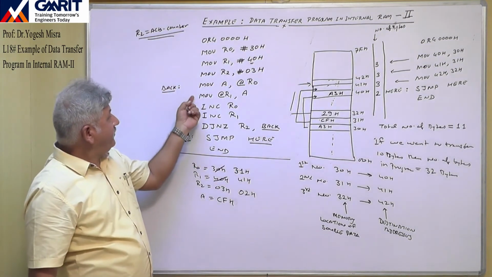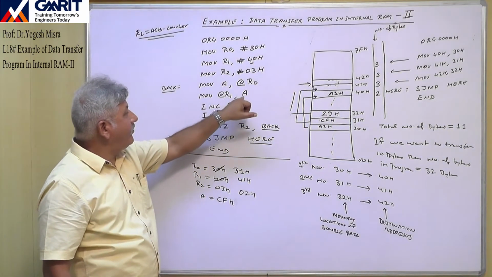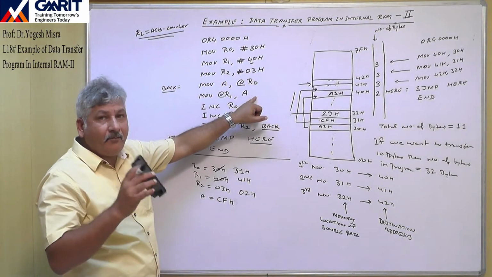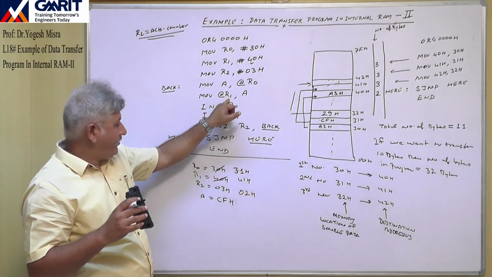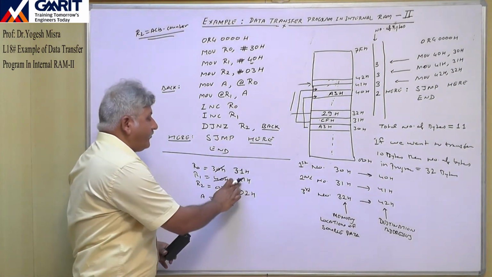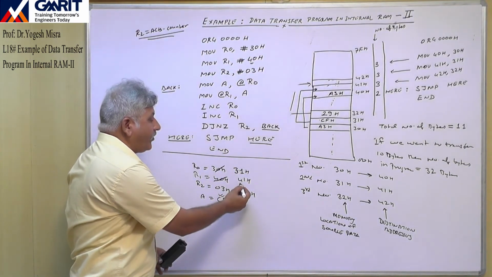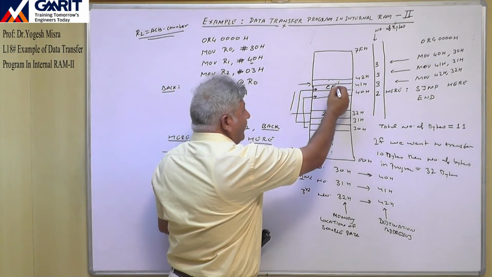Then next instruction, MOV @R1, A. So now the content of A will be transferred to the memory whose address is defined by R1. And in R1 we have 41. So the content of A, which is CF, will be moved to address 41. And address 41 is this. So here CF will be moved.